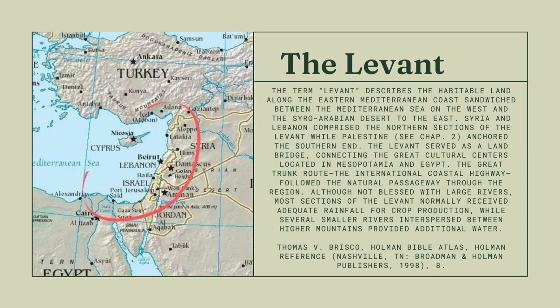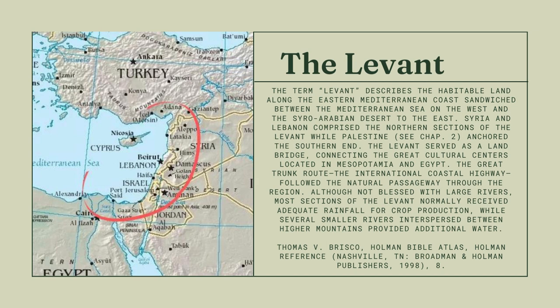Next, we have this area called the Levant. And the vast majority of biblical history plays out in this area. What does the term Levant mean? It describes the habitable land along the eastern Mediterranean coast, sandwiched between the Mediterranean Sea on the west and the Syro-Arabian Desert to the east.